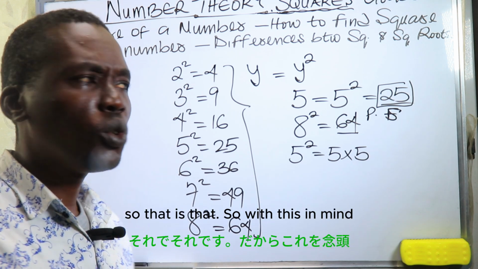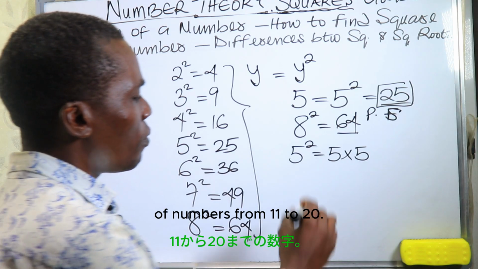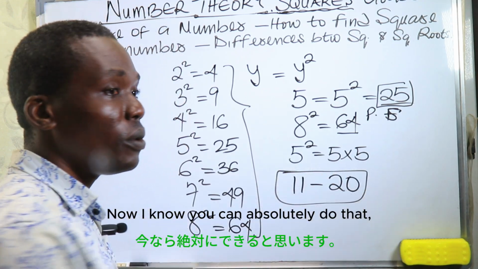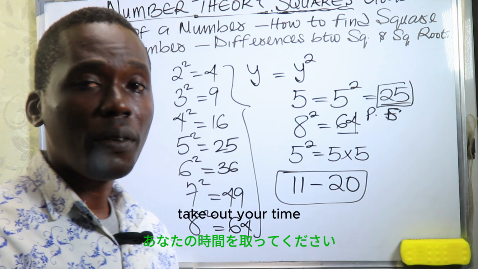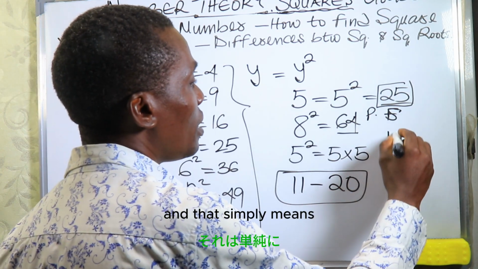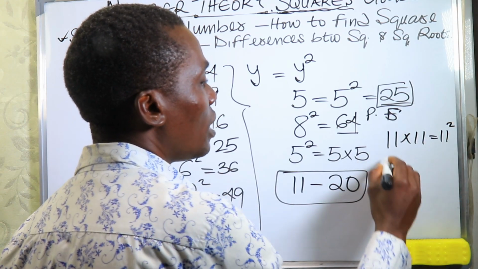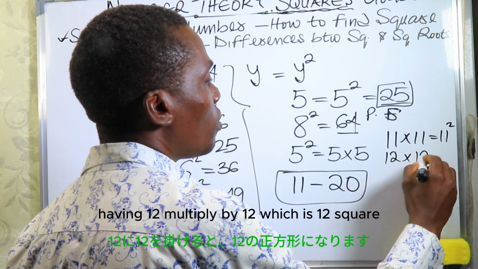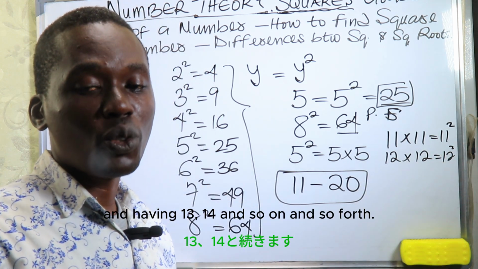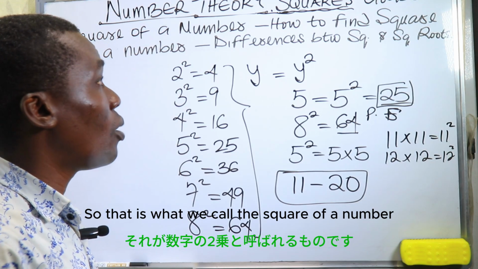So that is that. With this in mind, I would want you to look at the perfect squares of numbers from 11 to 20. Now I know you can absolutely do that. Take your time, find the perfect squares of numbers 11 to 20, and that simply means having 11 multiplied by 11, which is 11 squared, having 12 multiplied by 12, which is 12 squared, and having 13, 14, and so on and so forth. So that is what we call the square of a number.